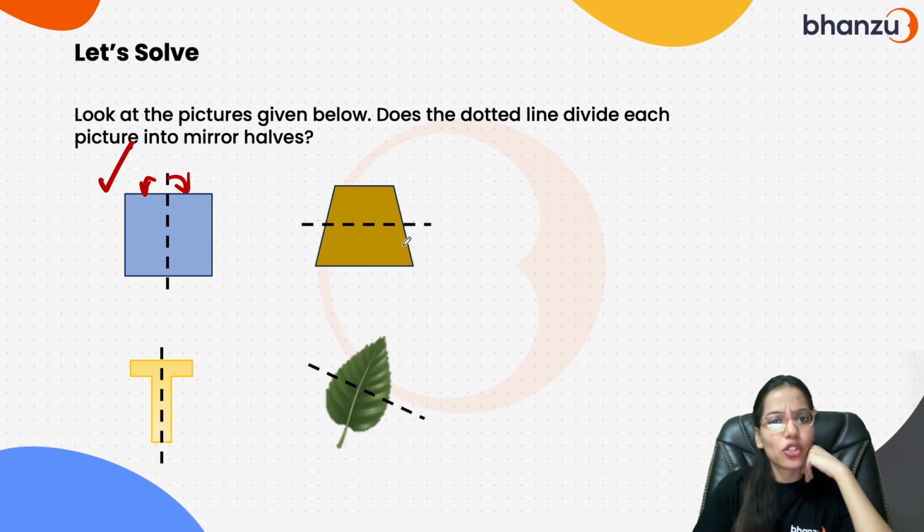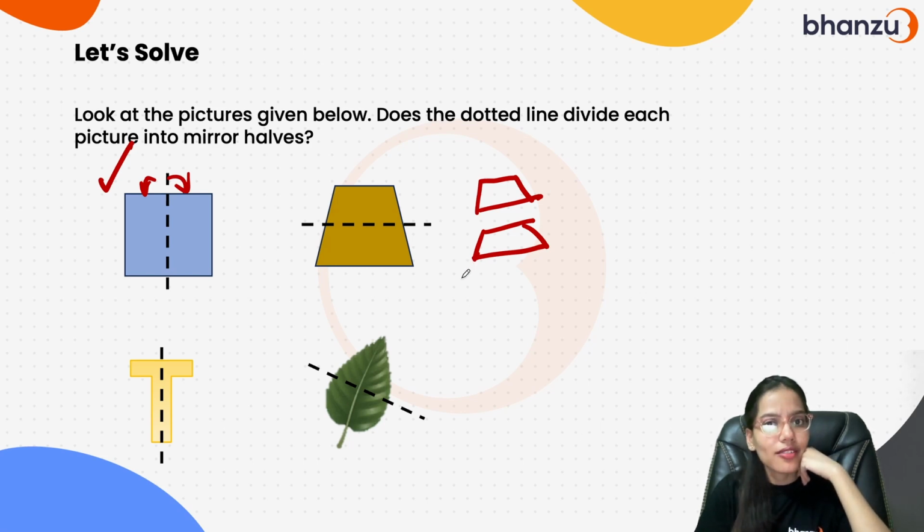But the second image, do you think the above and below the line is same? Above I have this one and below I just have this one. Are they same? They are not. But how do I divide it into same parts? Think about it and let me know.